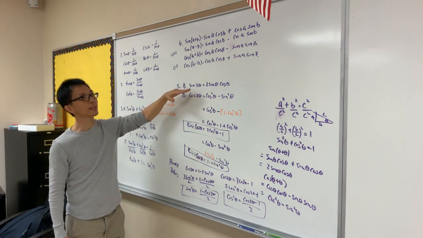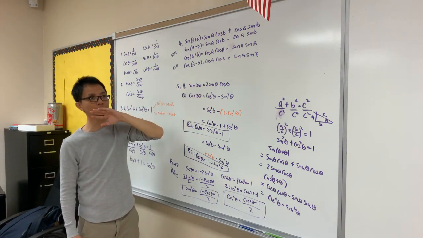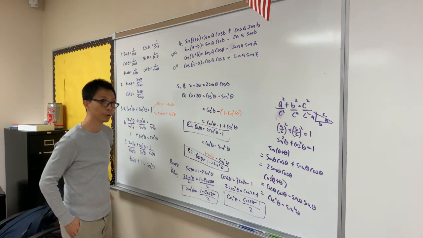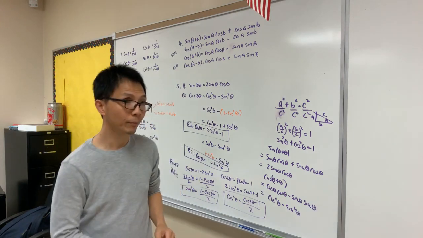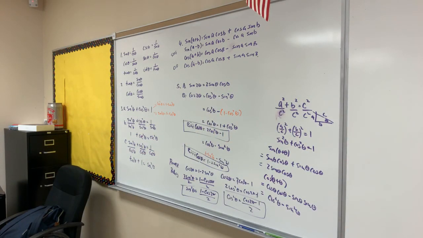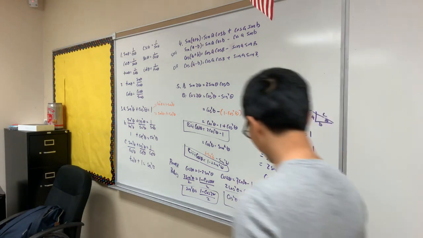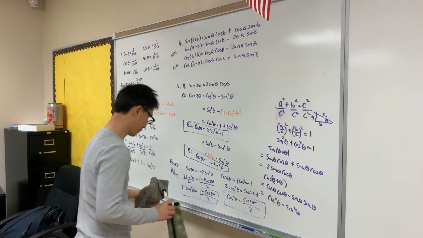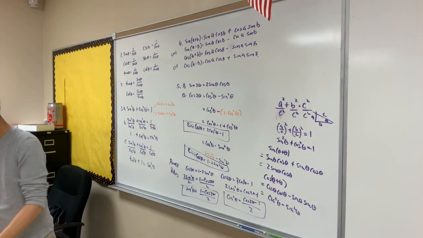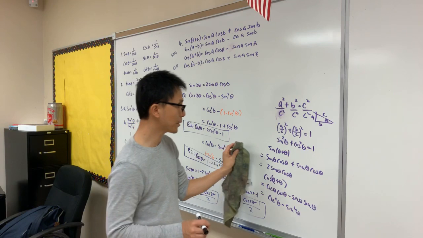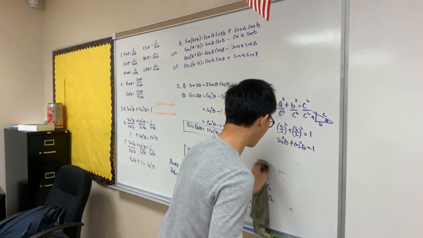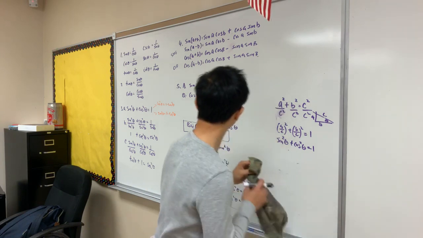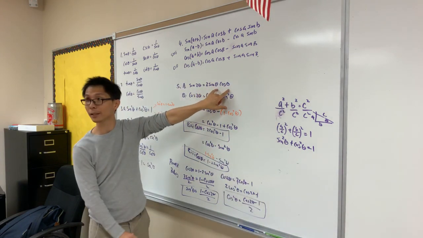So you look at there, sine of 2 theta equals 2 sine theta cosine theta. Then I'm going to prove to you what it is. So I'm going to take this function again, and I'm going to show you why it is 2 sine theta cosine theta here.